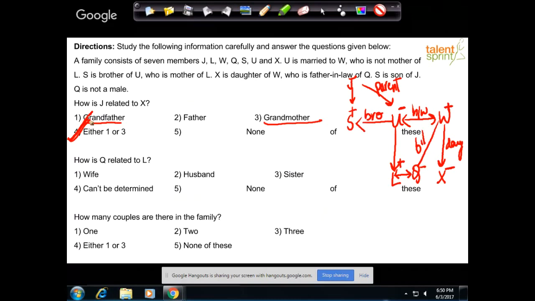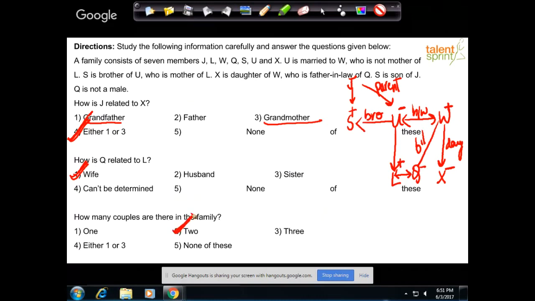Then next, go to the second question. How is Q related to L? Q, if you notice, is actually the wife of L. Now, how many couples are there in the family? We know there are two couples, L and Q, and U and W. Therefore, the answer here is 2.